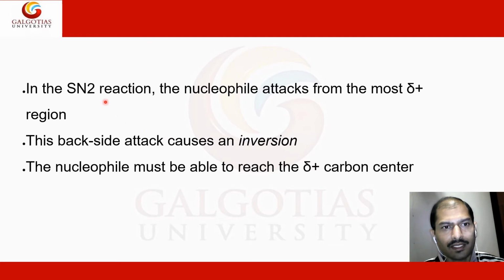Now in SN2 reactions, the nucleophile attacks the delta carbon, and this is always a backside attack. It causes an inversion of the actual molecule, so it is inverted. The nucleophile must be able to reach the delta carbon center. This is the condition. If there is a group which hinders the nucleophile from reaching, then the possibility will be lower.